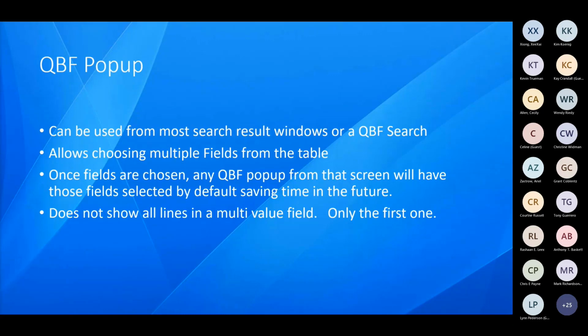One downside is that if you're looking at multi-valued fields, like the equipment number on a work order or the labor lines on a work order, the QBF, because it's a very simple report, is not going to show you all the lines of labor or all the equipment numbers on one work order. It only shows you the first one. So let me show you what I mean.